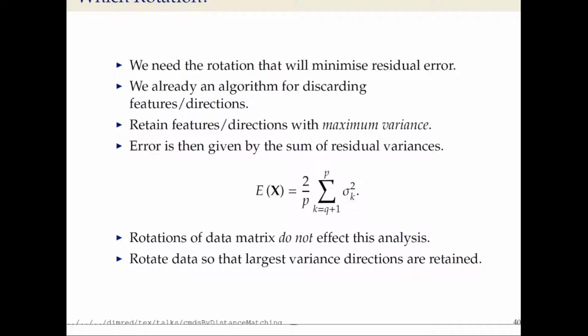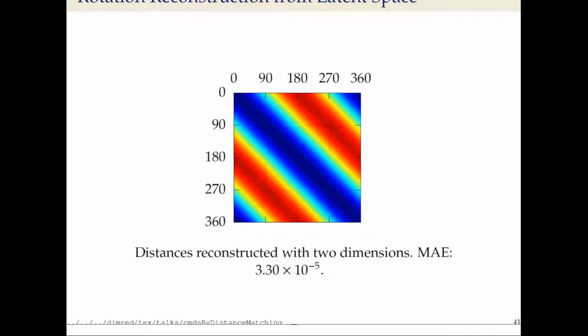What we want to do is find the rotation that will minimize the residual area, and then we discard the minimum variance directions. And that rotation is the diagonalization of the covariance matrix, its principal component analysis. I don't want to go too much through the algorithm.